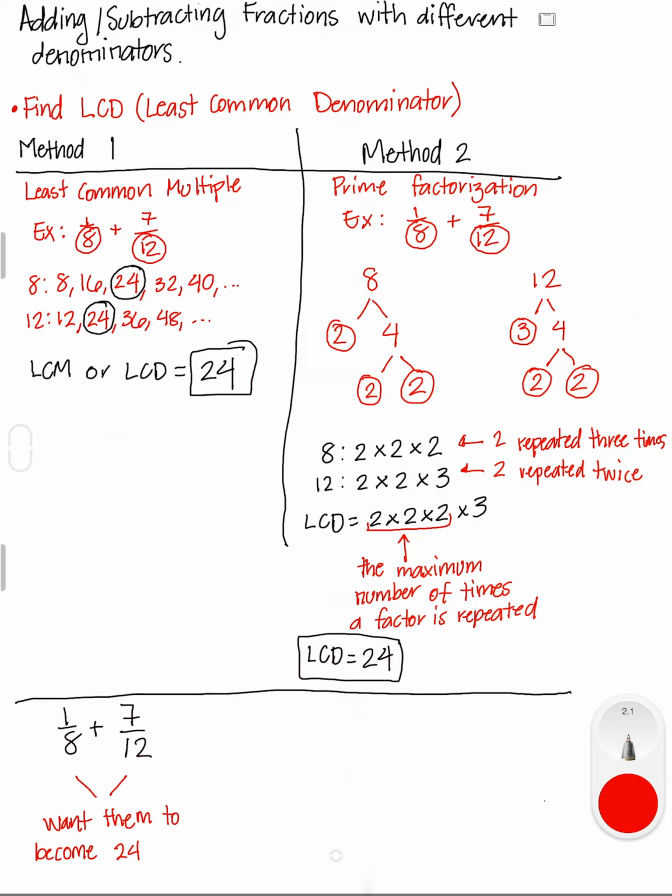So what do we do to make the denominators 24? We're going to use multiplication. Here 12, we know, times 2 gives you 24. If we multiply the bottom, we multiply the top. And then 8 times 3 gives you 24. If we multiply the bottom, we multiply the top as well. Okay? So this is going to give us 3 over 24 plus 14 over 24.